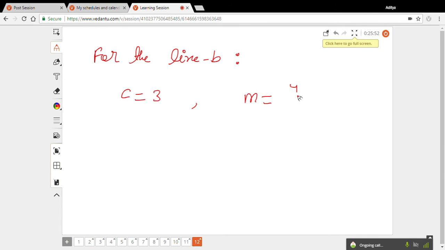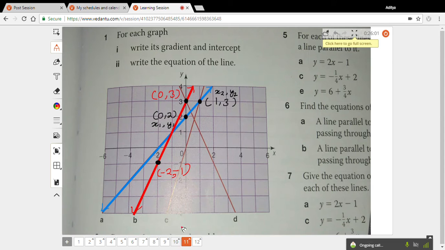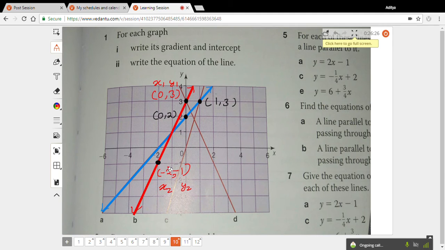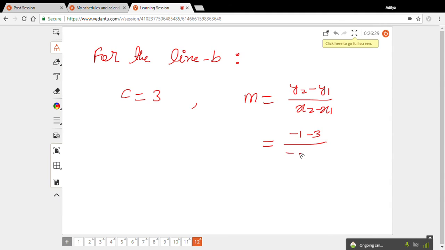The formula for the gradient you have as y2 minus y1 over x2 minus x1. So you may substitute that. We can assume any point to be (x1, y1) and (x2, y2). Let's say this is my (x1, y1) and this is the (x2, y2). So negative 1 minus 3 over x2, negative 2 minus 0. Negative 4 over negative 2 is just positive 2. Now, what will be the equation? Can you tell me?